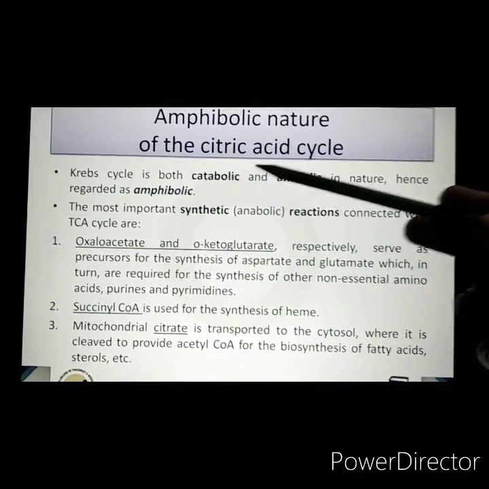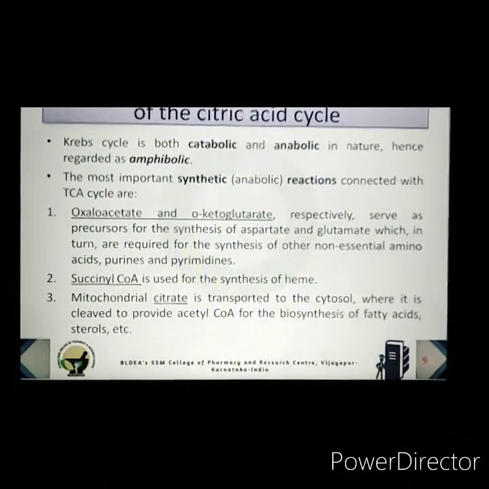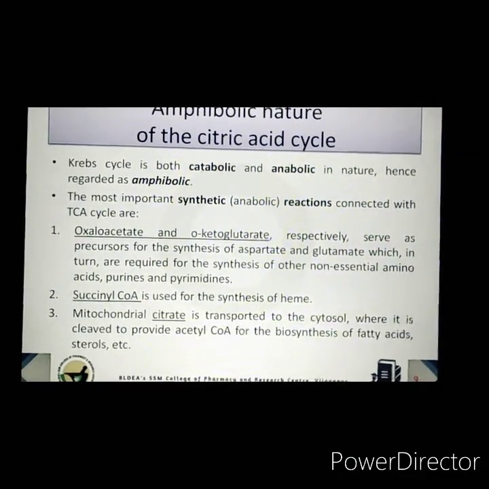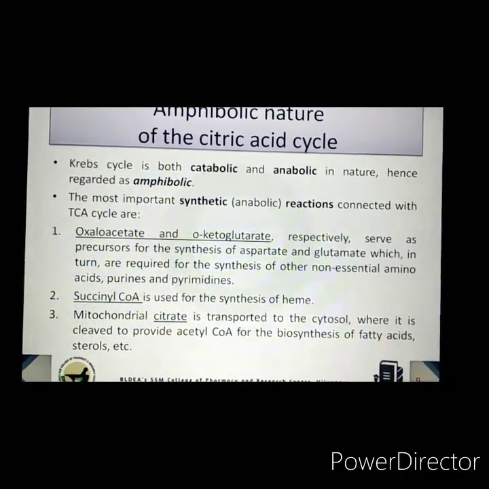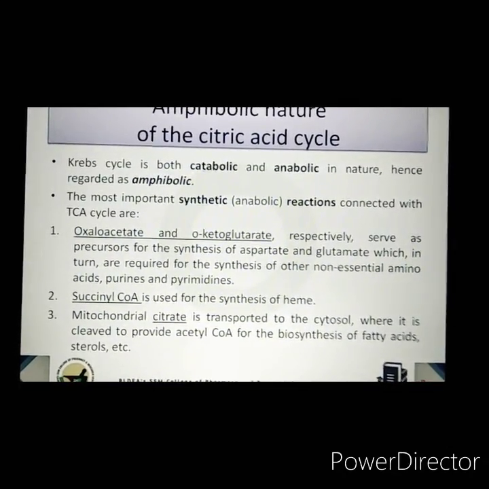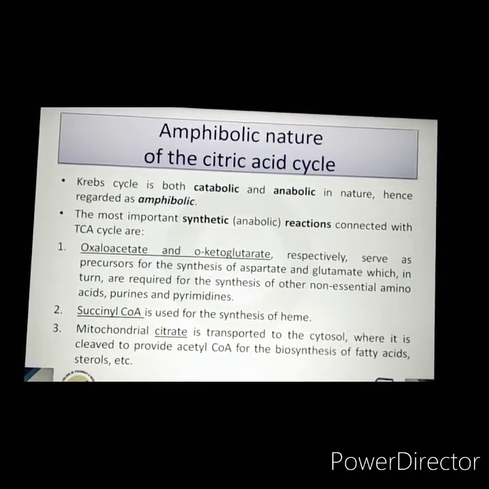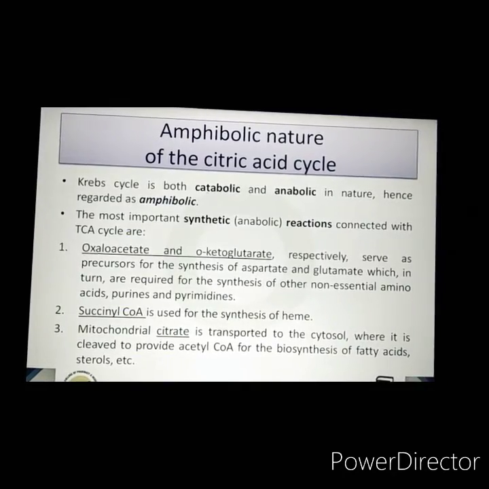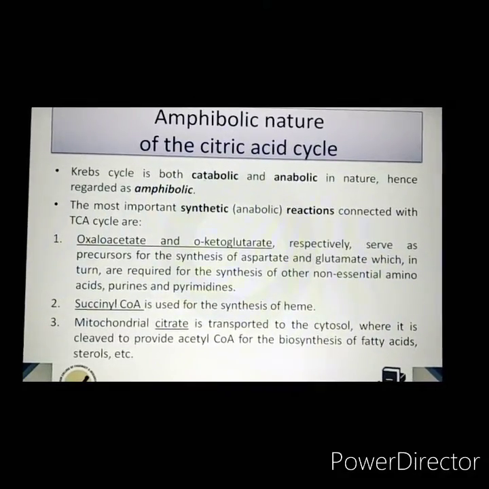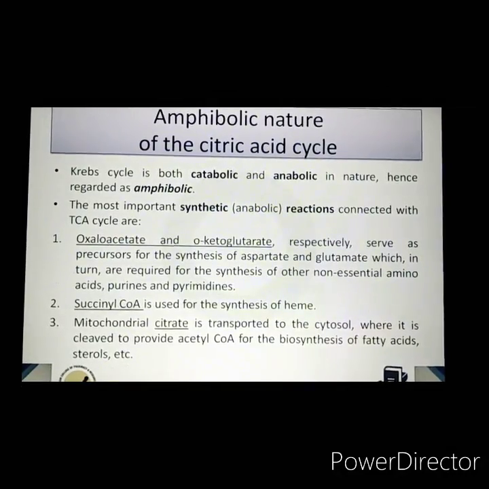What do you mean by catabolic characteristics? Catabolism is nothing but conversion of complex molecules into simpler forms along with the generation of energy. And an anabolic process is conversion of simpler forms into complex forms with the utilization of energy. Hence, for the catabolic nature, we had already seen that acetyl CoA, a complex molecule, is converted into carbon dioxide and water, with generation of energy in the form of NADH and FADH2.